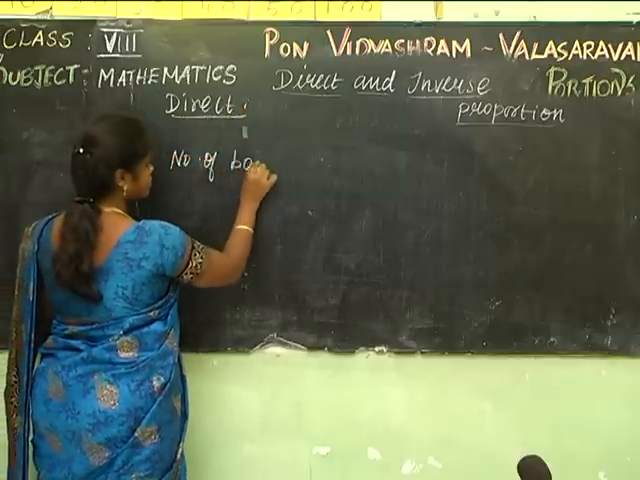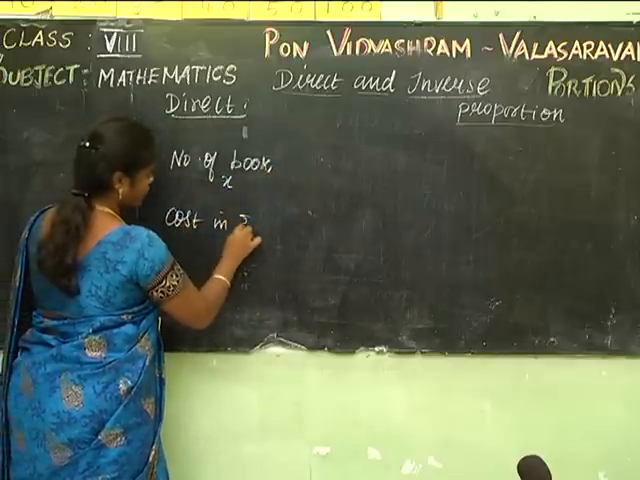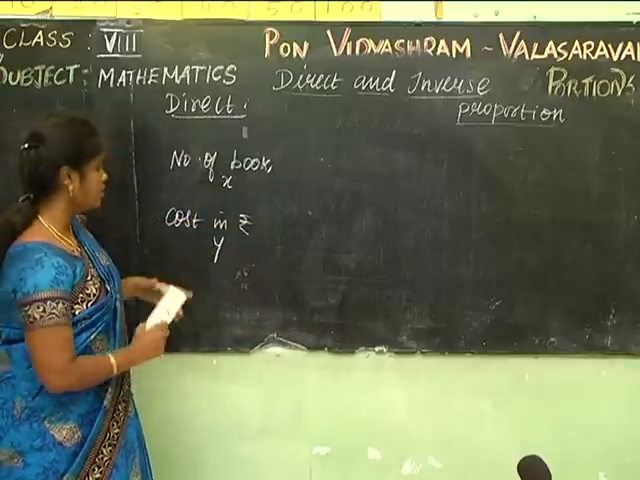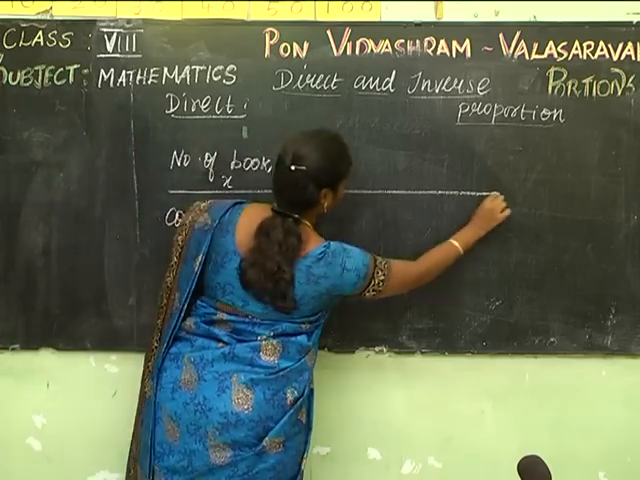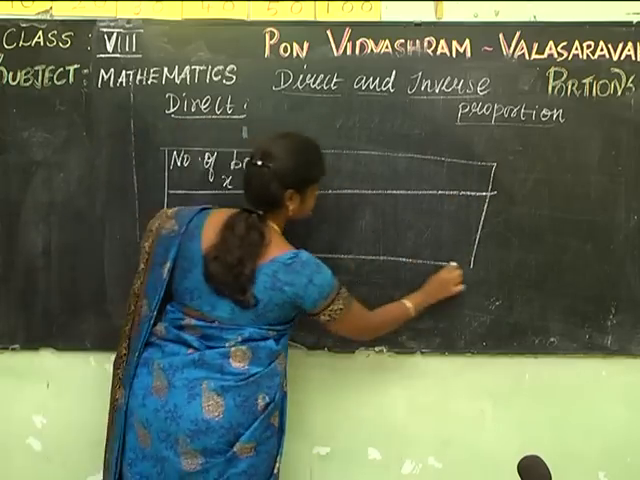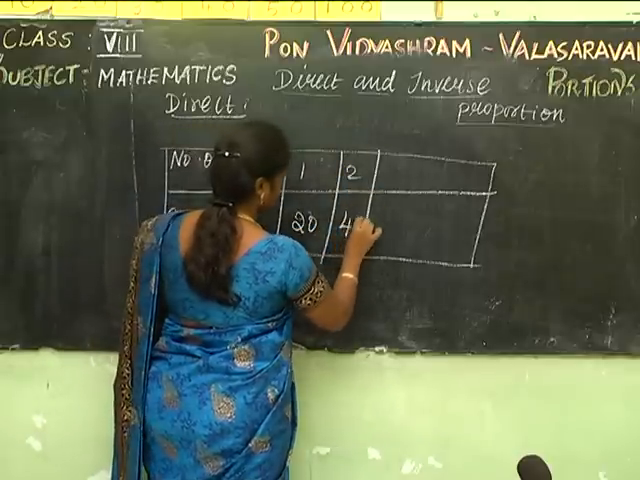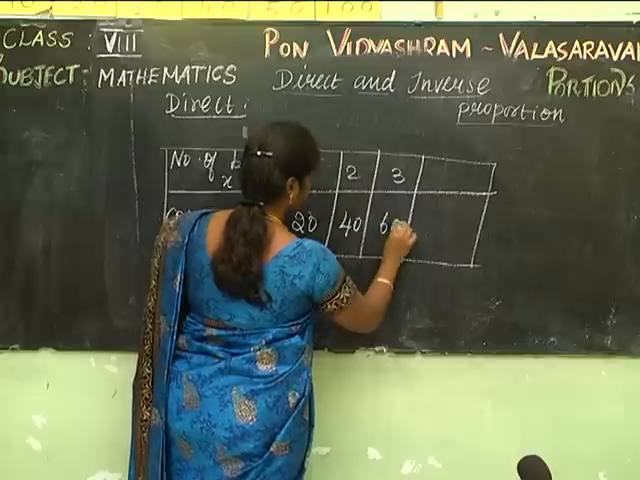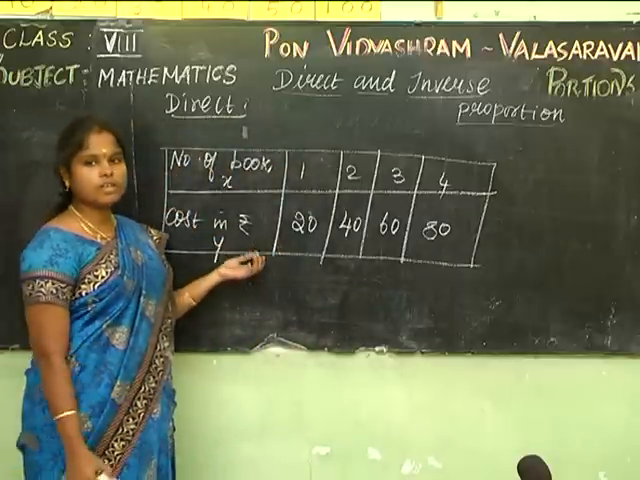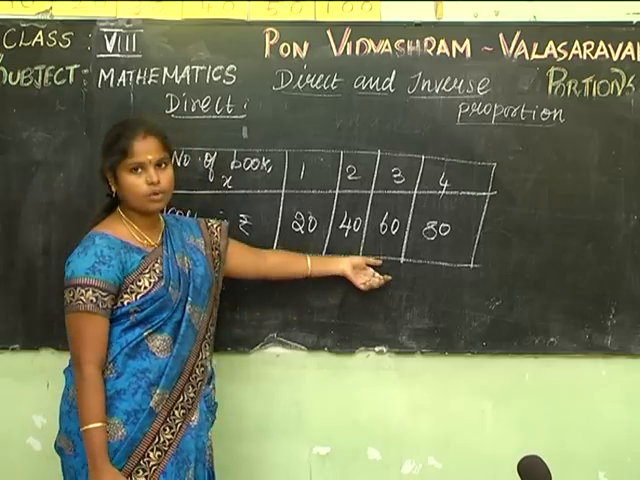Number of books and cost in rupees. The number of books represents the value of x and the cost is represented as y. The cost of one book is 20, two books 40, three books 60, four books 80. So you can observe that a change in one quantity affects the other quantity.